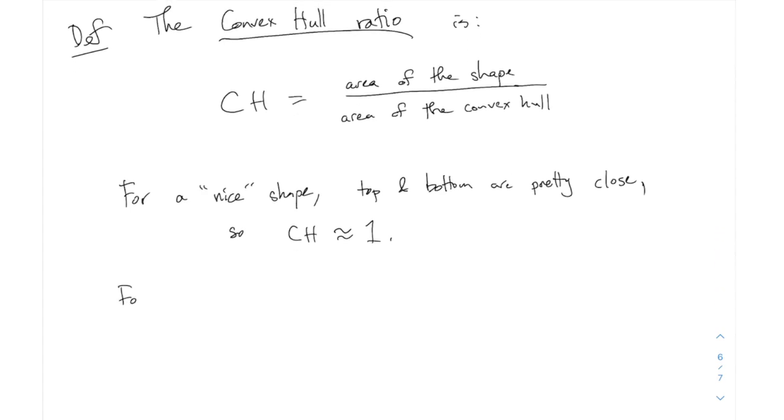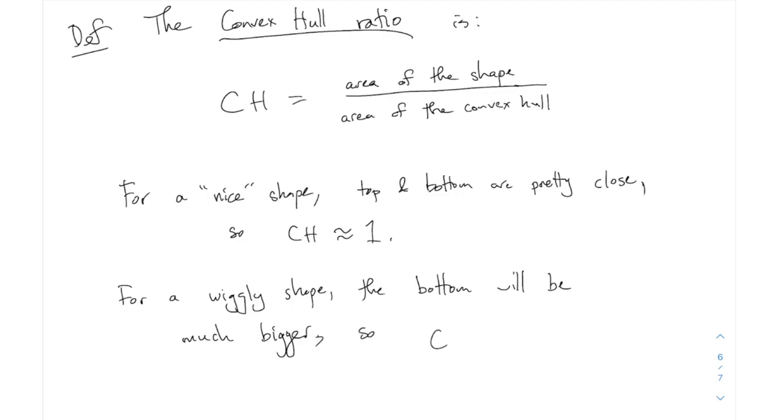All right? But for a super wormy, wiggly shape, the bottom, that's the convex hull, will be much bigger. Because on a super wormy shape, in order to make it convex, you have to add in a lot of extra area. And so in that fraction, the denominator will be much bigger. So the convex hull ratio as a number will be close to, what is it if the fraction has a denominator that's much bigger than the numerator? What does that look like as a number?